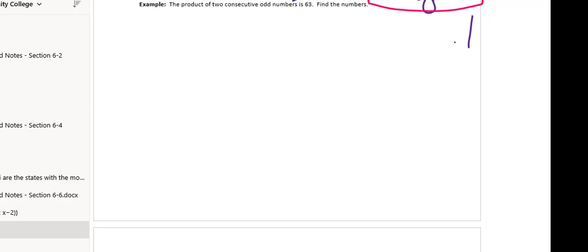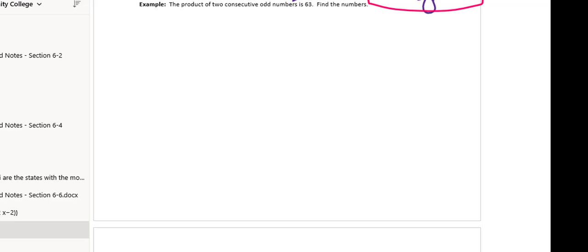The product of two consecutive odd numbers is 63. Find the numbers. Okay, well, you've seen these before, but we did them a little differently. We weren't using quadratics, but we worked with these consecutive numbers before. We were adding them previously. So when I look at two consecutive odd numbers, we would be looking at numbers like 7 and 9, or 211 and 213.